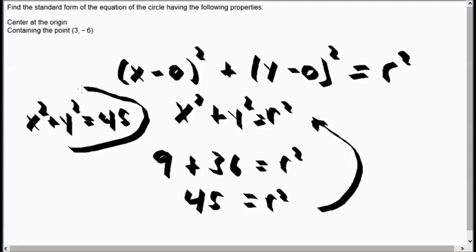There's your answer right there. And that's only just plugging in that point, 3 and negative 6. 3 squared is 9, negative 6 squared is 36. Add them together to get 45. And then plugging it in. And you're done.